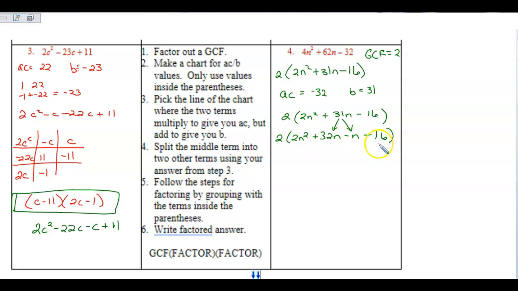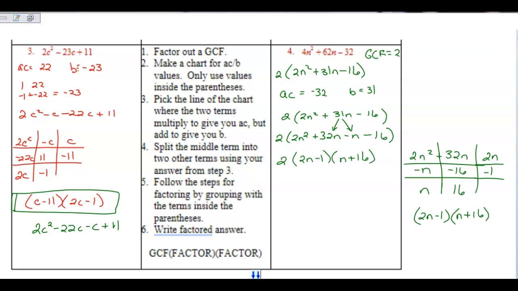And now I need to find the 2 binomials that make this 4-term polynomial. After using the box method, I determined that 2n minus 1 times n plus 16 will give me the 2n squared plus 32n minus n minus 16. And so my answer is 2 times 2n minus 1 times n plus 16. And so this is my factorization of this trinomial. If you have any questions, please make sure you're talking to your teacher. Thank you.